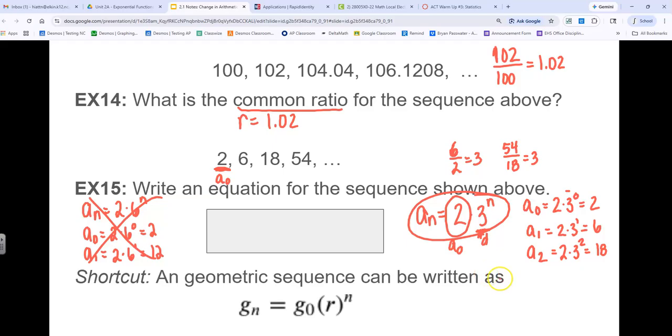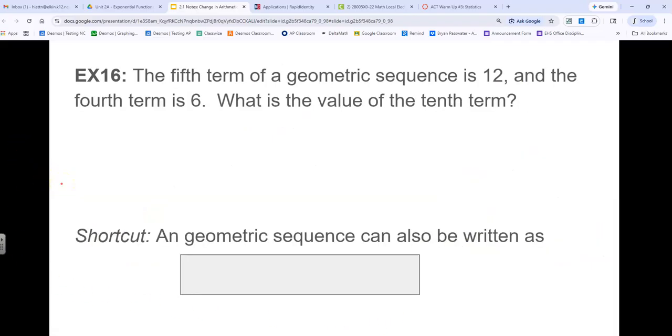So when we write a geometric sequence, we can always write that sequence as G sub 0, whatever my initial term is, times the common ratio to that n power right there. So if we have something like 16, where we are looking for the fifth term of a geometric sequence is 12, and the fourth term is 6. So I'm going to use a G like Mr. Passwater does, but you could use an A here if you want. G sub 5 is 12. G sub 4 is 6.